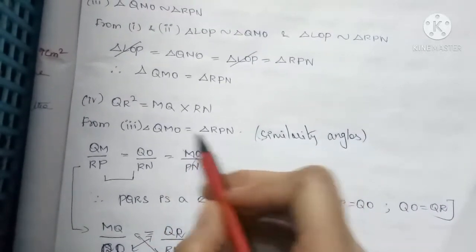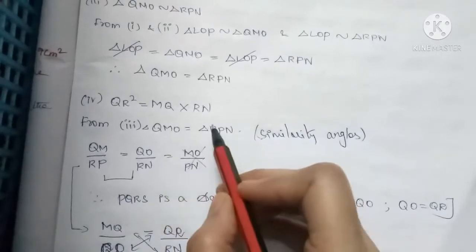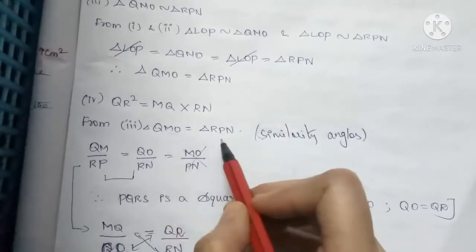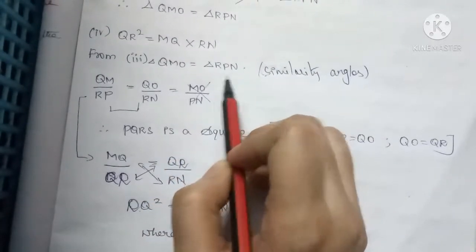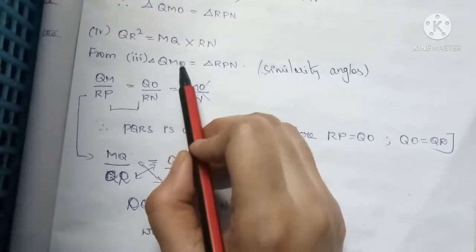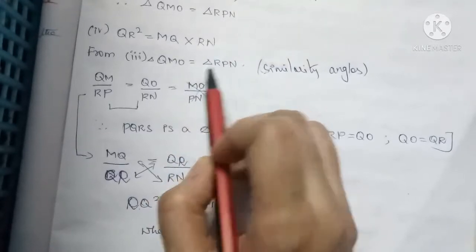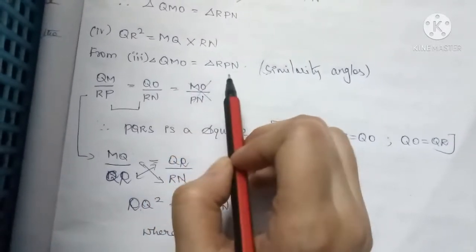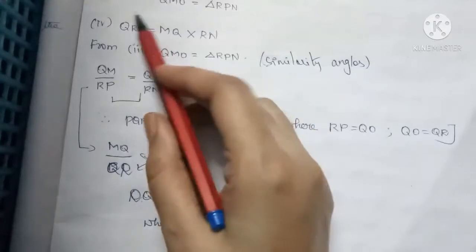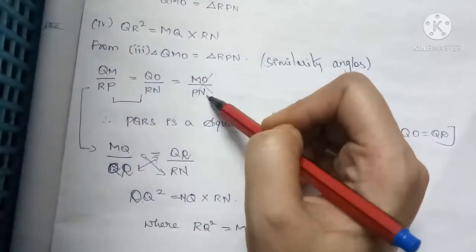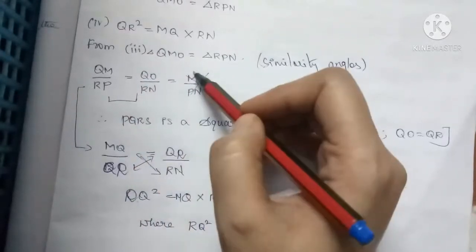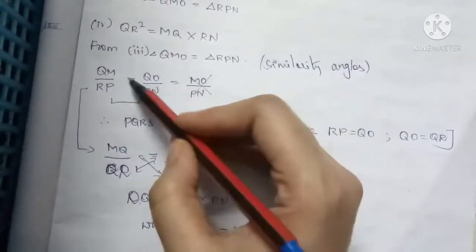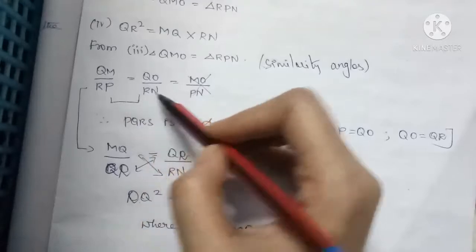QM by RP is equal to QO by RN is equal to MO by PN. First two angles, here also first two angles, is equal to 1 and 3 divided by 1 and 3rd angle is equal to last two angles, here also last two angles. In this condition, we don't want this MO and PN. We are going to deal with only this QM and QO, RN. So cancel this, no need to write this. You just equate these two terms.